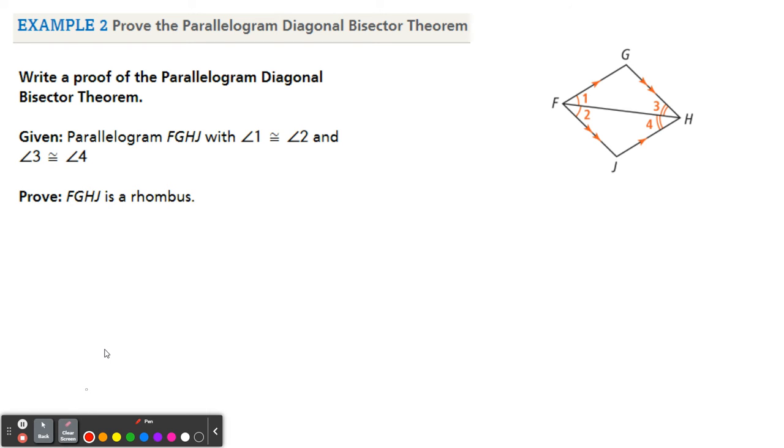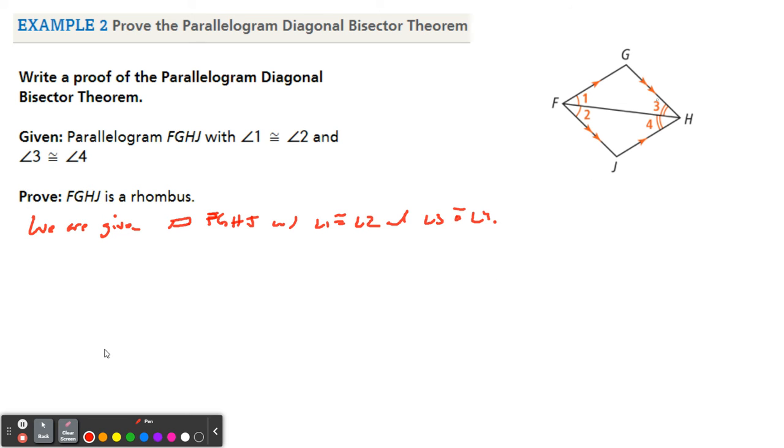So in this picture, we have these two triangles that are going to be congruent, but we have to be careful about the correspondence, and we'll talk about that as we go through. So again, just going to write down this paragraph proof. So we are given parallelogram FGHJ, that's an F, not a P, sorry, with angle 1 congruent to angle 2 and angle 3 congruent to angle 4.